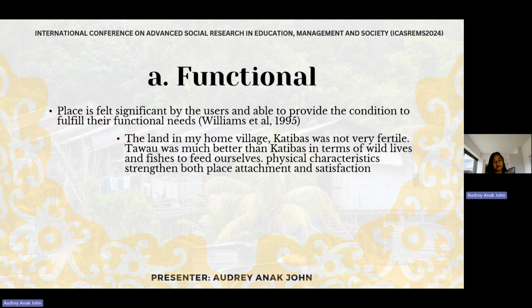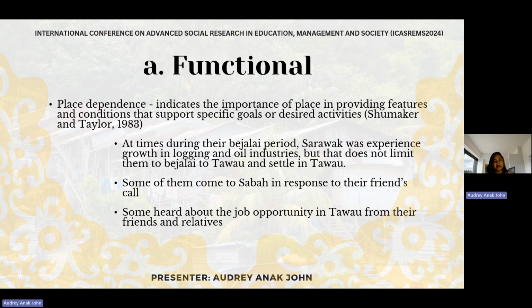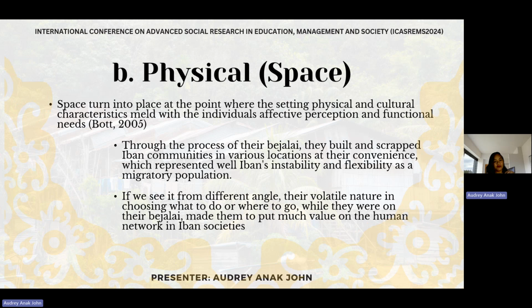And in regards to the place, they felt that the place is significant to them, and the place is also able to provide the conditions to fulfill their functional needs. And then the dependency of the place, which indicates the importance of the place in providing the features and the conditions. These are some of the findings. And then the next one, which is the physical. This is more into the space where through the process of the Jalai, the Iban built and scripted the Iban communities in various locations of convenience, which presented well the Iban instability and flexibility as migratory populations.